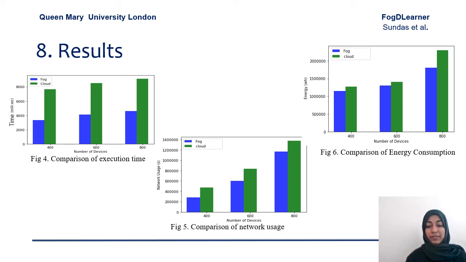Figure 5 shows the comparison of network usage for FogDLearner and the cloud-only approach. We also observe here the linear scaling of the network usage with number of devices. But here we can see that the FogDLearner approach scales better in this scenario, as in FogDLearner the execution of data is done near the devices. That's why the network usage is less than the cloud in FogDLearner. Figure 6 shows the comparison of energy consumption, and energy consumption is also observed to increase linearly. As we increase the number of devices, energy consumption also increases.